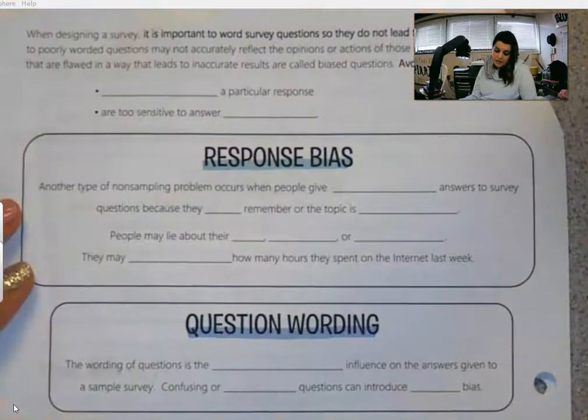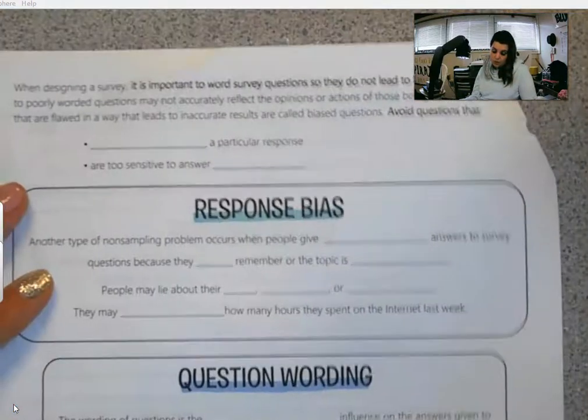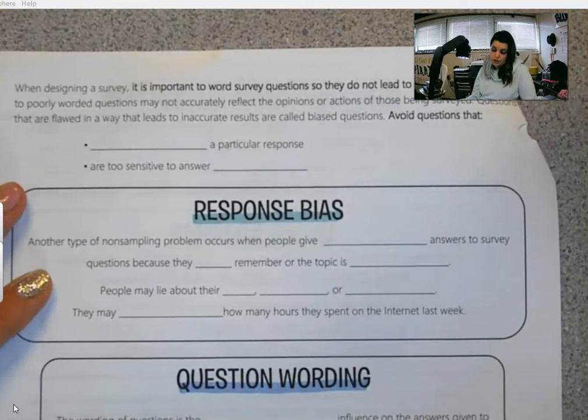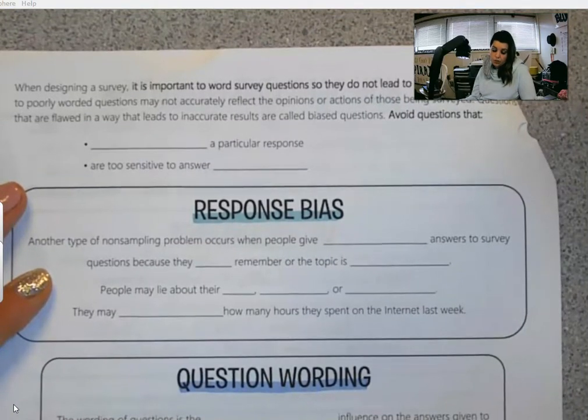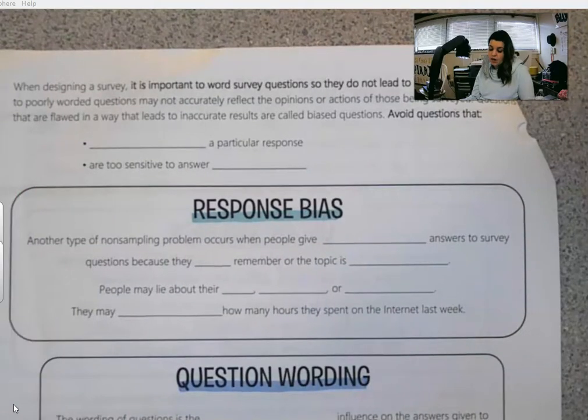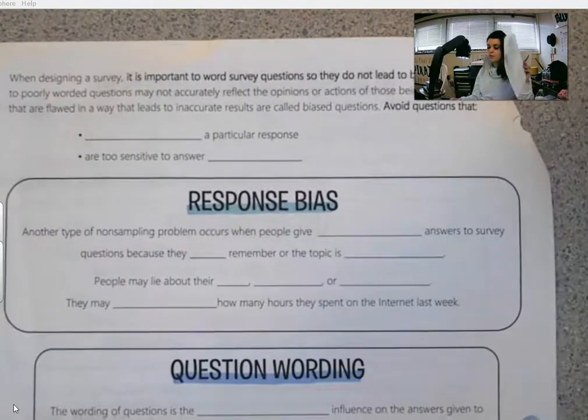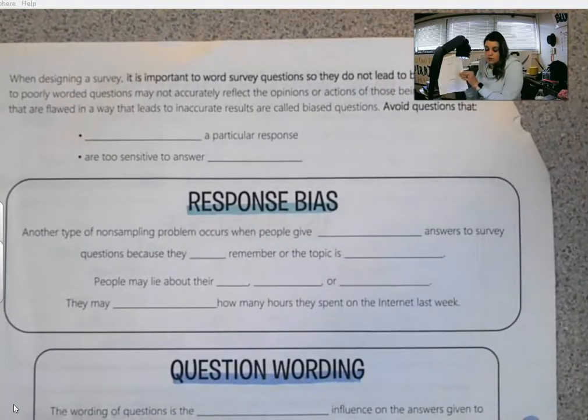The next one's my favorite. So when designing a survey, it is important to word survey questions so they do not lead to biased results. Answers to poorly worded questions may not accurately reflect the opinions or actions of those being surveyed. Questions that are flawed in a way that leads to inaccurate results are called biased questions.